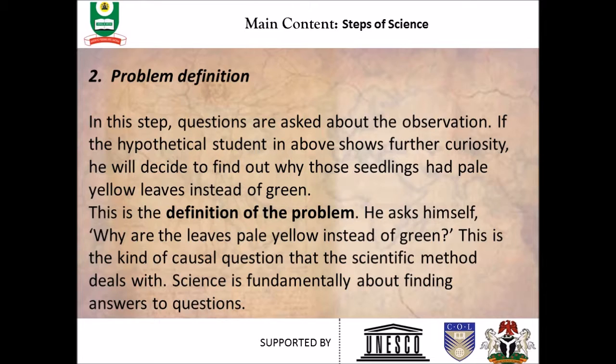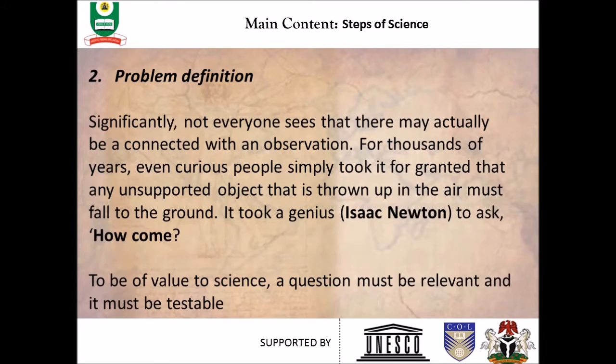This is the kind of causal question that the scientific method deals with. Science is therefore fundamentally about finding answers to questions. Significantly, not everyone sees that there may actually be a connection with an observation. For thousands of years, even curious people simply took it for granted that any unsupported object that is thrown up in the air must fall to the ground. It took a genius, Isaac Newton, to ask, how come? And few questions have ever contributed more to science than this.